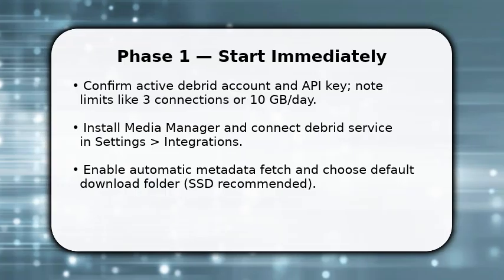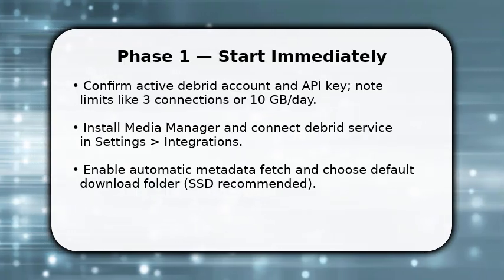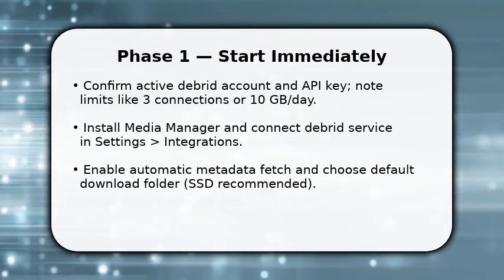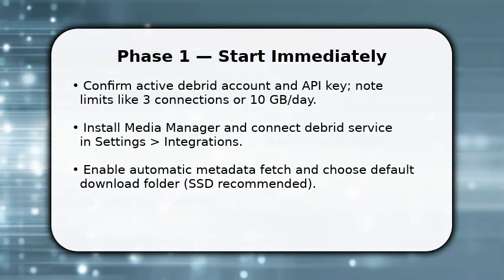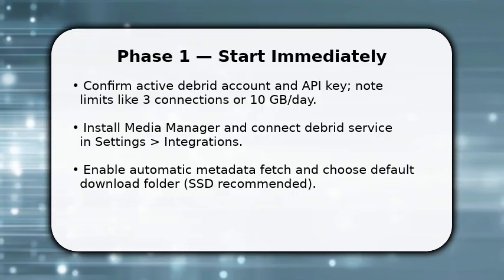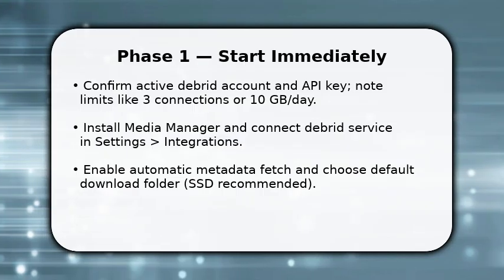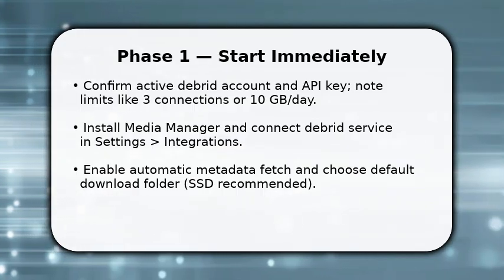You start by connecting the Debrid service. Do it now so downloads flow immediately. Enter your API key and select the account with the correct limits because quotas affect speed and availability. Once done, pick the download folder and enable automatic metadata so items sort correctly.